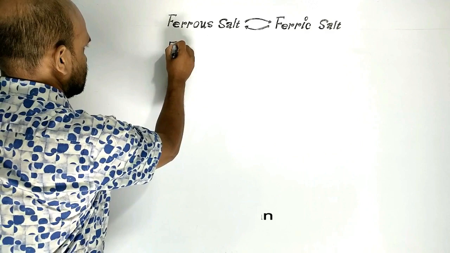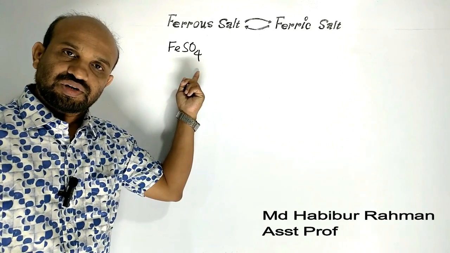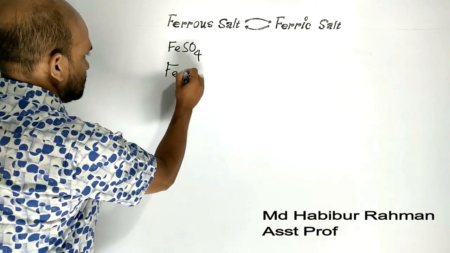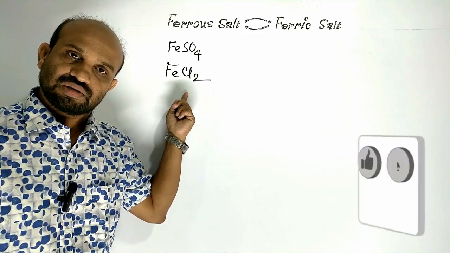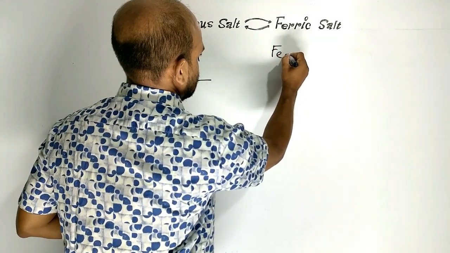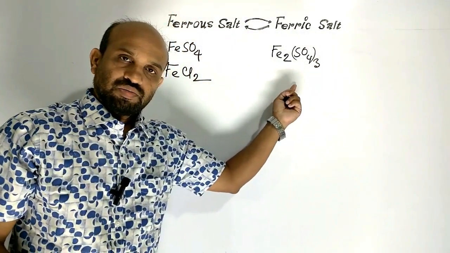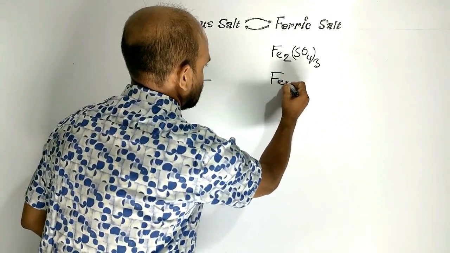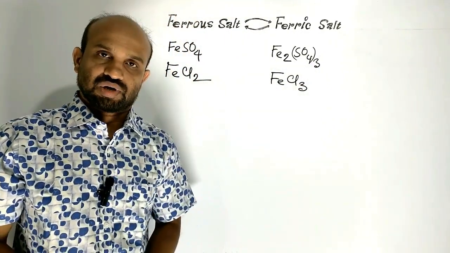Ferrous salt. This is ferrous sulfate or iron 2 sulfate. Ferrous chloride or iron 2 chloride. Examples of ferric salt. Ferric sulfate or iron 3 sulfate. Ferric chloride or iron 3 chloride.